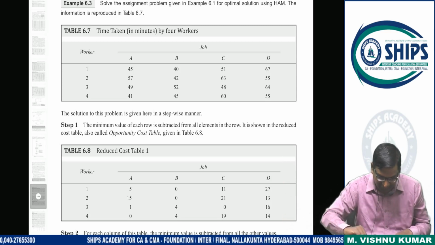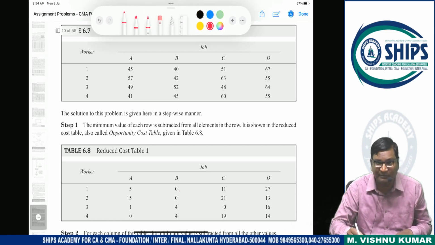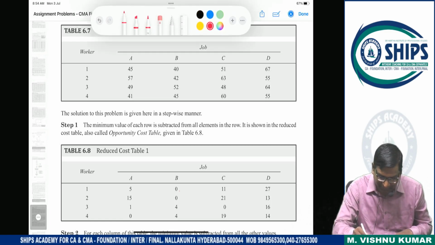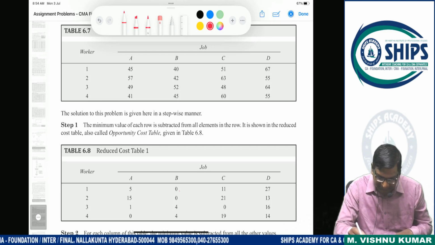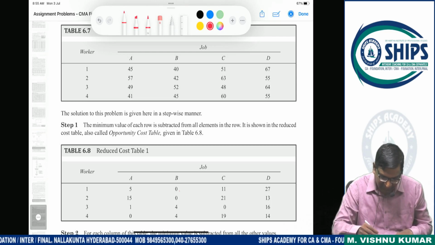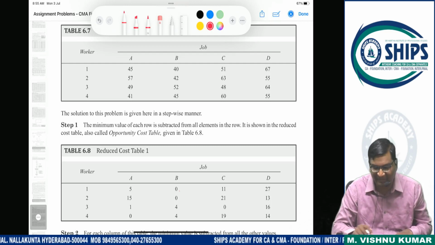Table. Look at the first row: 5, 0, 11, 27. Now next row, what is the minimum item? 42. Again, so opportunity cost, how much? 15, 21, 13. Like this we have to calculate. So this is called the row operation.